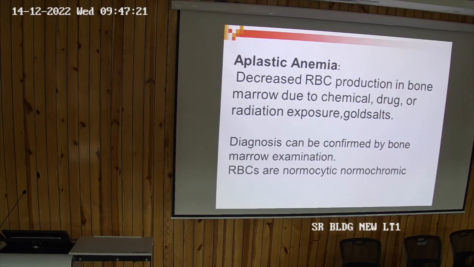So in a problem-based question, if a line comes that the patient has gone for bone marrow examination, or the bone marrow examination shows this type of picture, the RBCs are normocytic and normochromic.